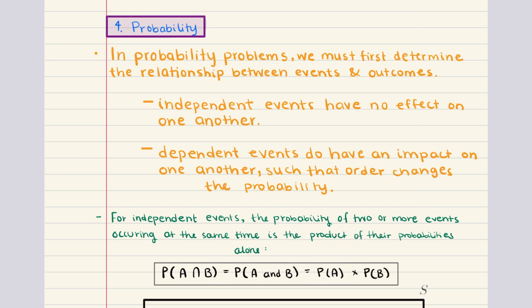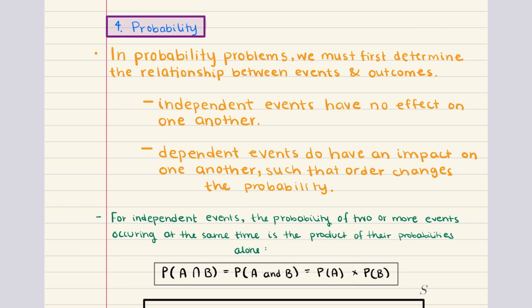Today we're going to continue our lecture on data-based and statistical reasoning. And we left off on objective 4, which is titled probability. Probability is a mathematical framework that's used to quantify the likelihood of events.